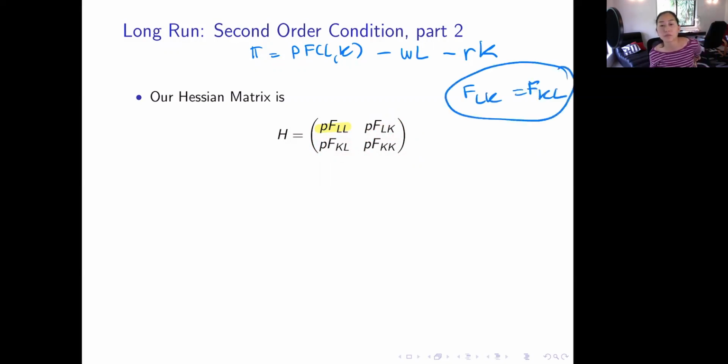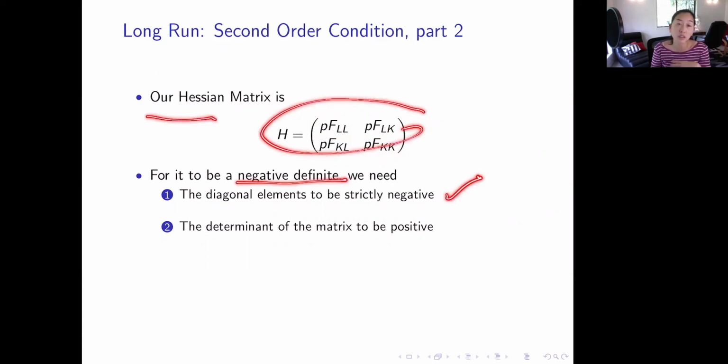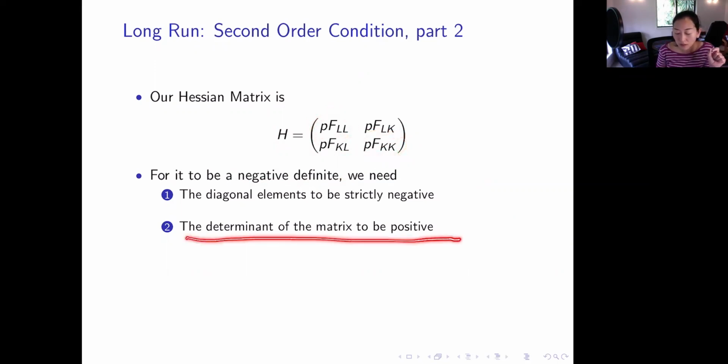They will be equal, okay? And once we have this Hessian matrix, for this matrix to be negative definite, we need the diagonal elements to be strictly negative. So we need these two elements to be strictly negative. And we know that this is the case when we have diminishing marginal returns, right? Diminishing marginal returns imply that FLL and FKK have to be strictly negative. So that is the one condition. They need to satisfy both conditions for this Hessian matrix to be negative definite, so to satisfy the second order condition. The first one, these two elements have to be strictly negative, which is true because we have the law of diminishing marginal returns. And the second condition is the determinant of the matrix needs to be positive.